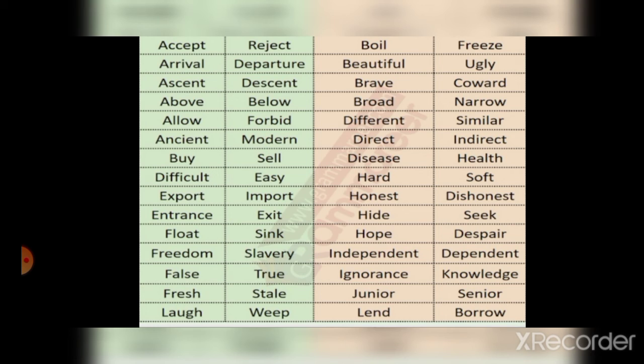Here is a list given of some antonyms: accept, reject; arrival, departure; ascent, descent; above, below; allow, forbid; ancient, modern; buy, sell; difficult, easy; export, import; entrance, exit; float, sink; freedom, slavery; false, true; fresh, stale; laugh, weep; boil, freeze; beautiful, ugly; brave, coward; broad, narrow; different, similar; direct, indirect; disease, health; hard, soft; honest, dishonest; hide, seek; hope, despair; independent, dependent; ignorance, knowledge; junior, senior; lend, borrow.